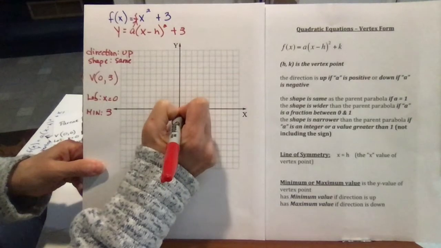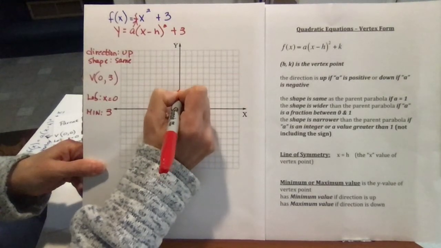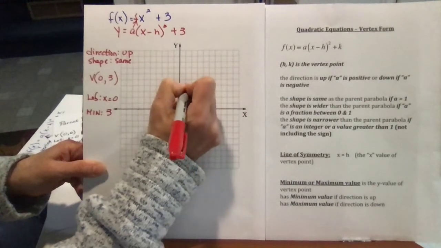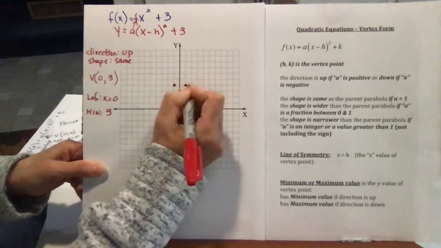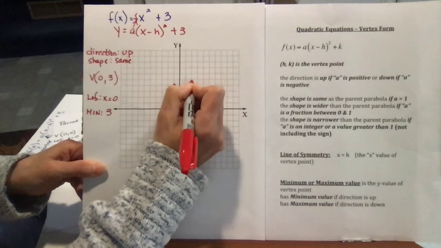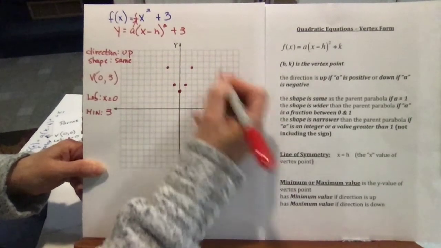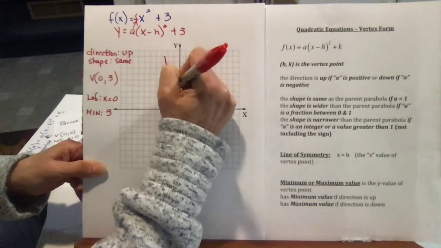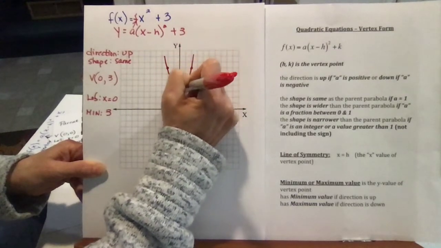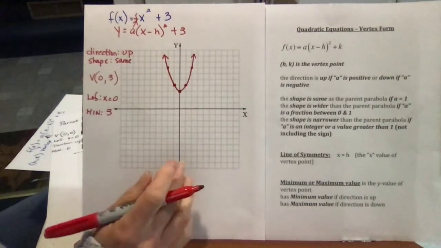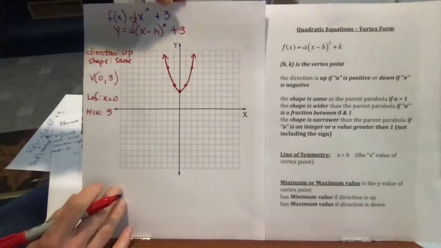So let's go to our vertex, 0, up 3. Shape is the same as the parent, so right 1, up 1. Use symmetry on the left. Right 2, up 4. Use symmetry on the left. We don't have room for 3, so again, a minimum of 5 points, and we're all set.